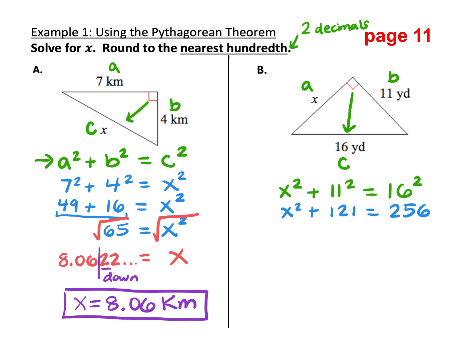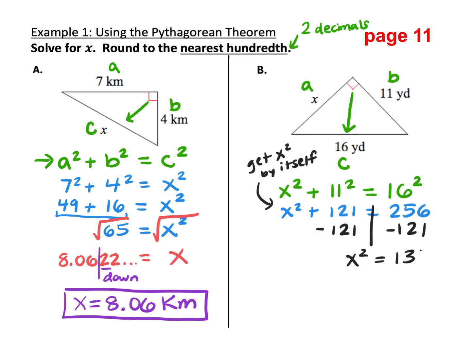Before we take a square root, we need to get the x squared by itself. You want it to be alone before you square root each side. So I'm going to clear that plus 121 by subtracting 121 on each side to give us x squared equals 135. Now we can go ahead and take the square root of 135.